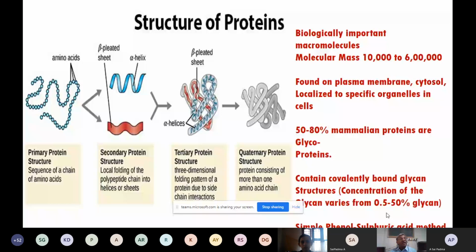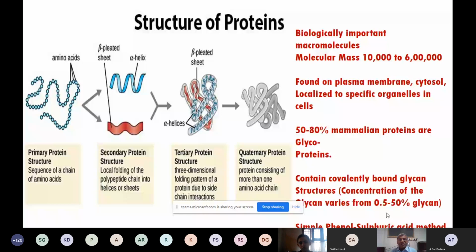The higher order structure of the protein is the quaternary structure of proteins, where if the protein is made up of more than one polypeptide chain, how these two polypeptide chains are linking each other and how they are in association with each other to perform the overall function of the protein. So these four different categories of proteins are the higher ordered structures in proteins.